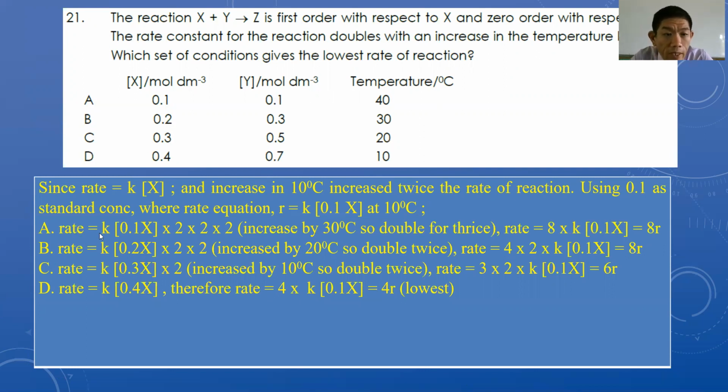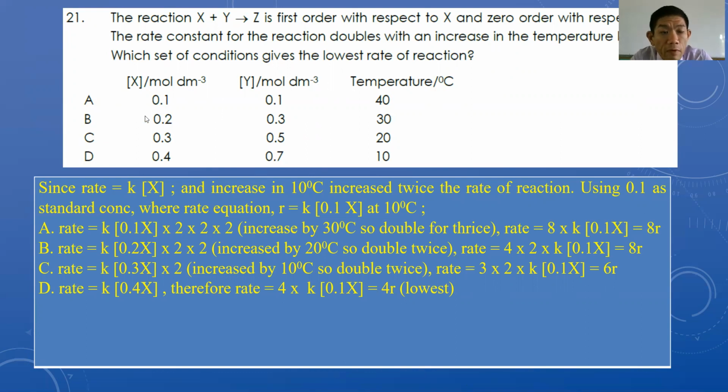So for A, rate is equals to K 0.1x times 2 times 2 times 2. Why times 2 times 2 times 2? Because you are increasing 30 degrees Celsius from 10 degrees Celsius, so you increase by 3 times. So the rate will become 8 times greater.